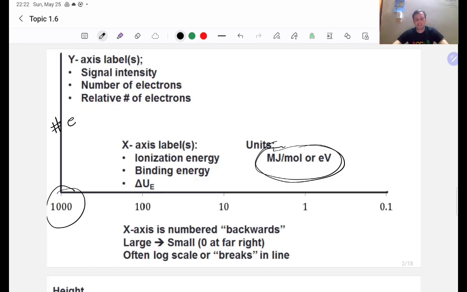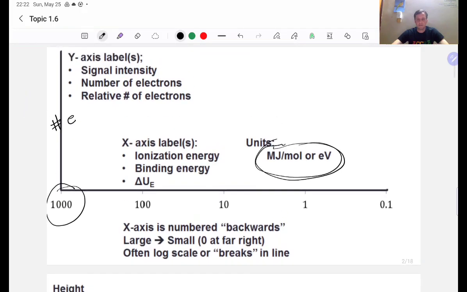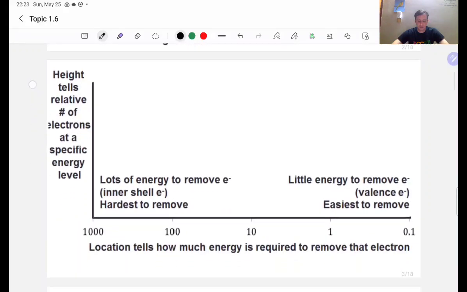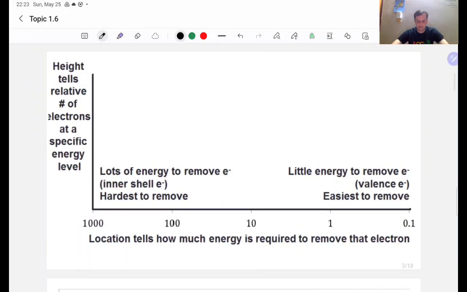One line on the y-axis for the AP questions usually doesn't represent necessarily one electron, but it represents a relative number. And so based on the height of different peaks, you can compare them. So the height tells, again, the relative number of electrons. And the further to the left, that means higher binding energy.